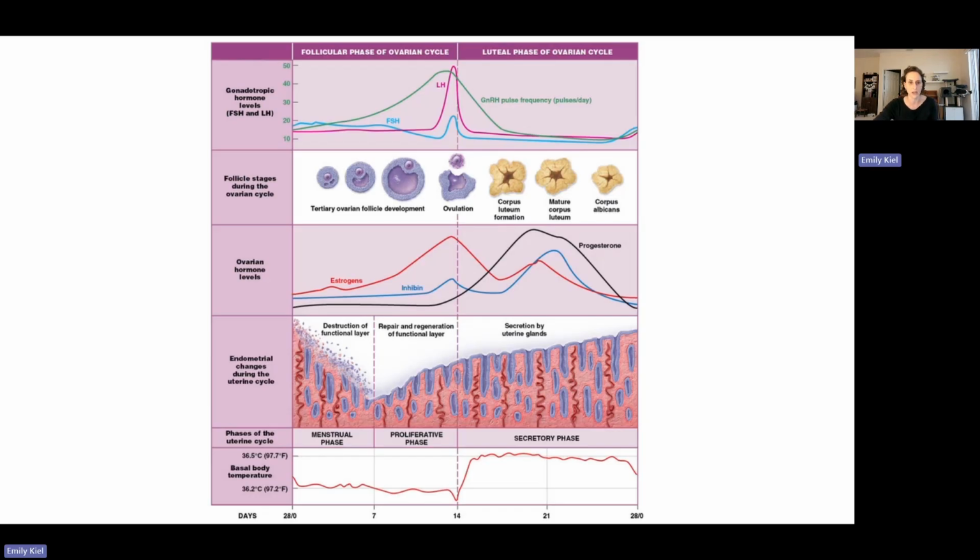This lower graph is looking at basal body temperature. And this is one of the ways that ovulation can be tracked in females, and this is in humans as well as other animals, because there is a drop in body temperature before the LH surge. And so that can give a marker of when ovulation occurred, which would show a time when an individual is especially fertile or especially likely to become pregnant.